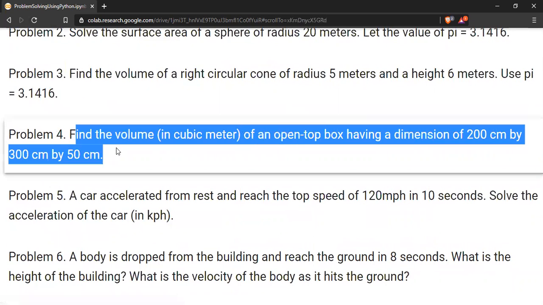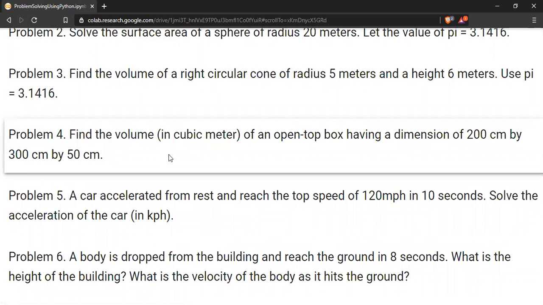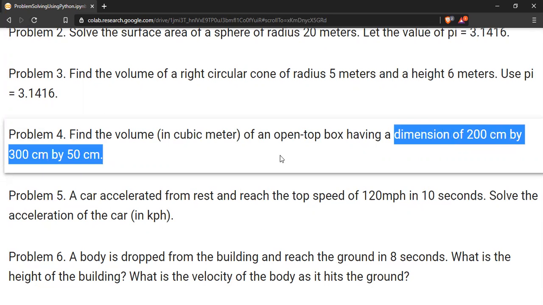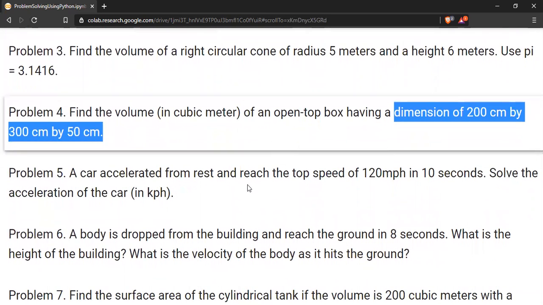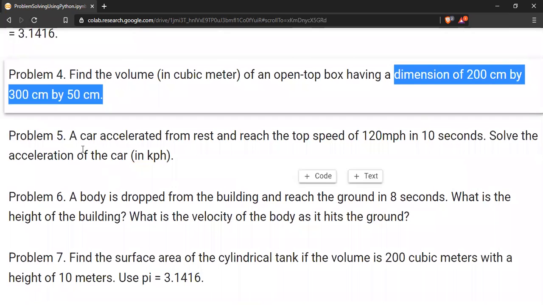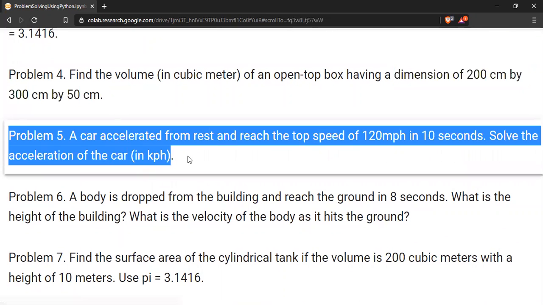For problem number 4, find the volume in cubic meters of an open top box having a dimension of 200 centimeters by 300 centimeters by 50 centimeters. Take note, the volume should be in cubic meters. So technically, you are going to solve for the volume and then convert that to cubic meters.